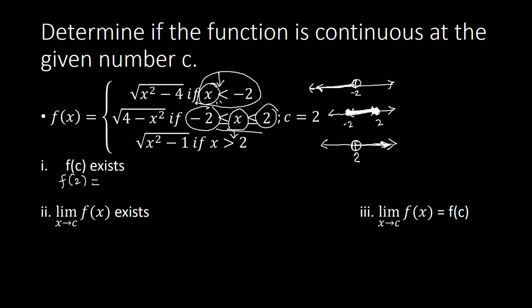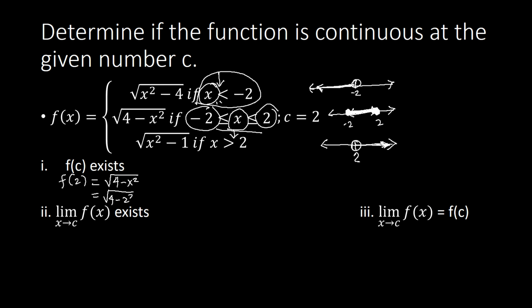So let's now consider whether f of c here exists. So we have f of 2. Where can it be? What type of function are we considering, with our 2 as part of the domain? Checking our 2 here, which is closed, this is in the second domain. We will be utilizing the second function, which is square root of 4 minus x squared. So plugging in, we've got square root of 4 minus x, here x is 2.